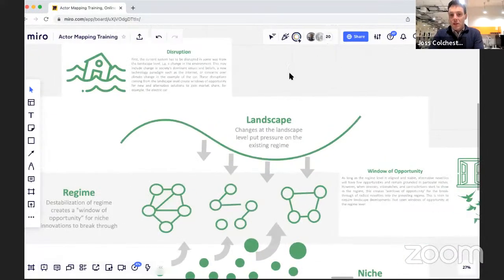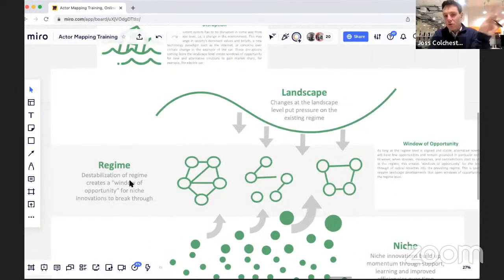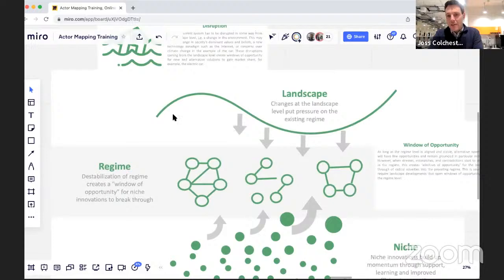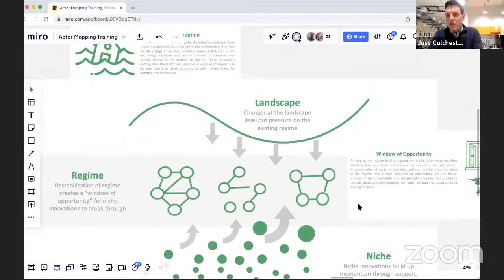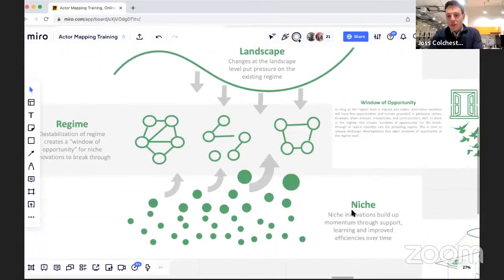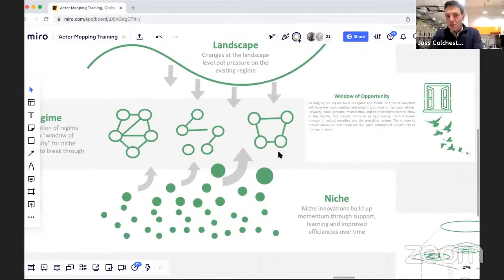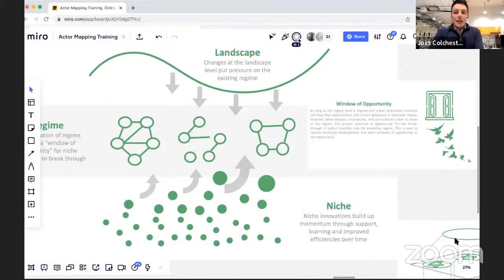So the general idea is that this regime here is actually adapted for an old system, right? And that landscape is actually going to change the whole context. So it's actually no longer relevant for this new world. And that's going to create opportunities for these new innovations that are adapted to this new world to be able to enter in and disrupt and so forth. Okay, so that's the theory of change.